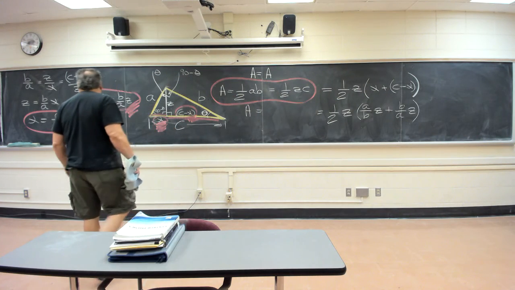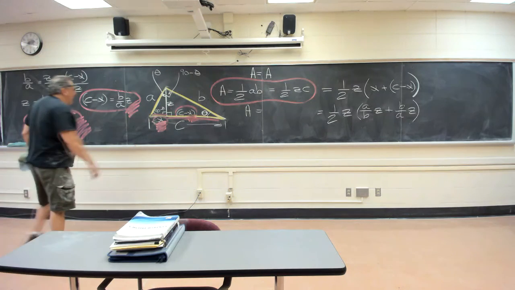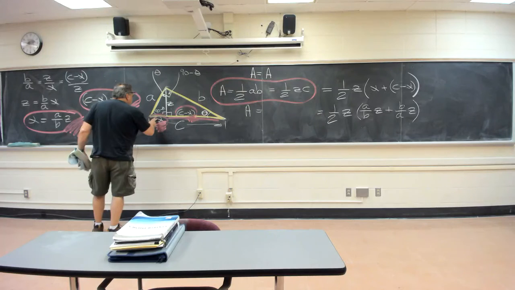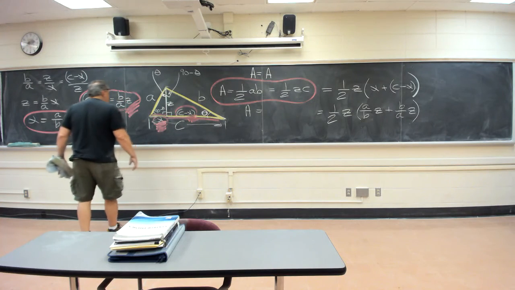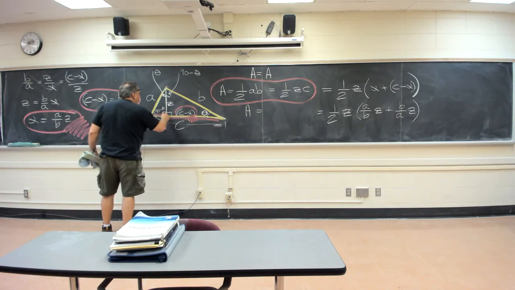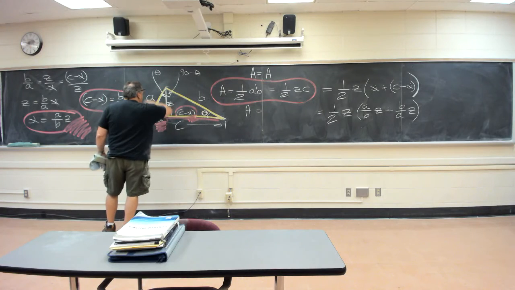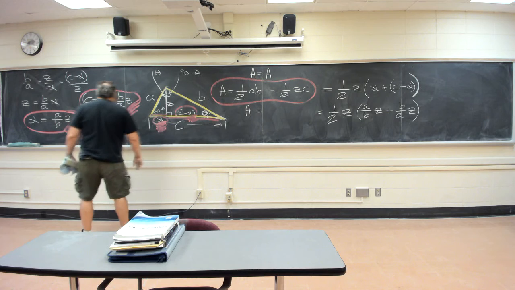X equals a over b times z. It makes sense. X is the short rise over a long run. You could say, okay, short rise over long run: a over b equals x over z. X equals a over b times z.